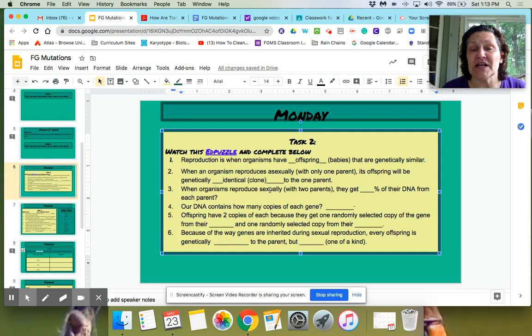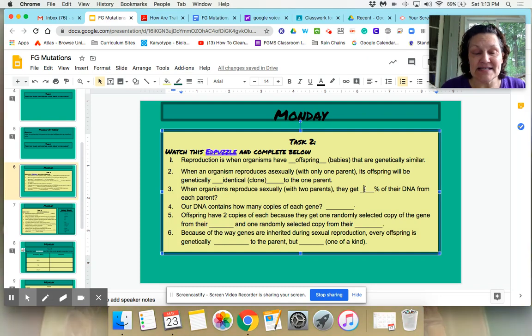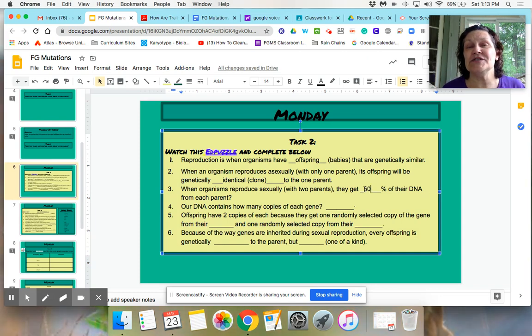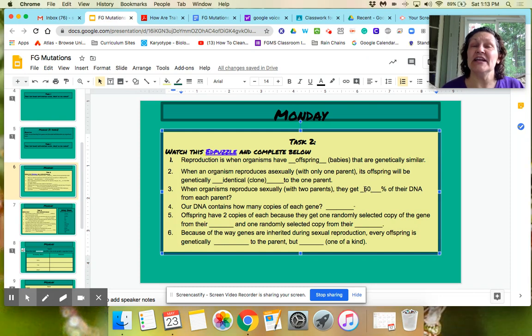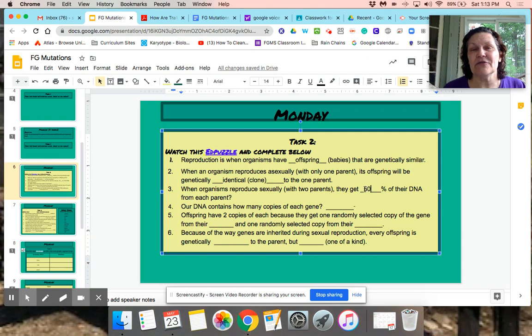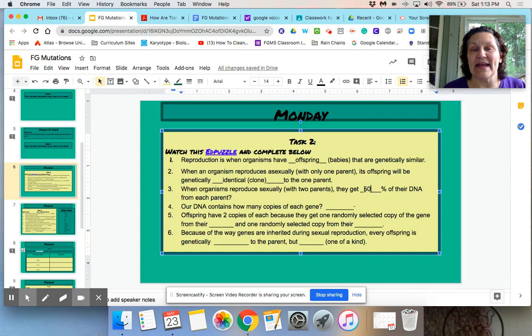When organisms reproduce sexually with two parents, they get 50% of their DNA from each parent. So they get half of their DNA from their mom and half of their DNA from their dad. And that's why you look typically a lot like your parents. I mean, there are some kids that look just like their mom or just like their dad, but more often than not, they look like a combination. And even if those kids look just like their mom or their dad, they still got half the DNA from their mom, half their DNA from their dad. And you'll find out in high school why that can happen.